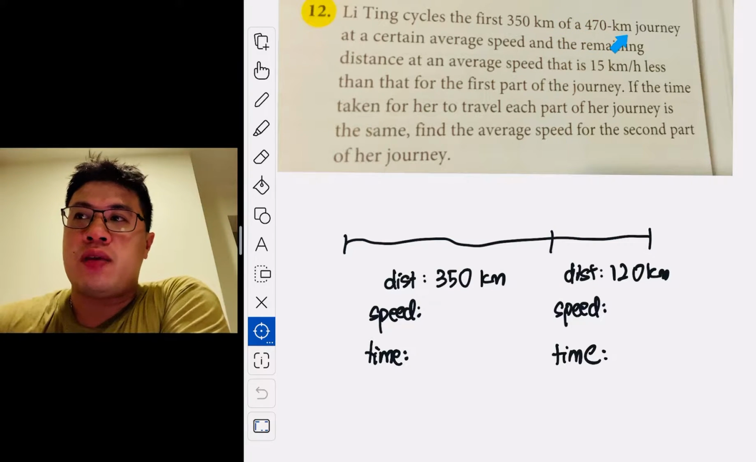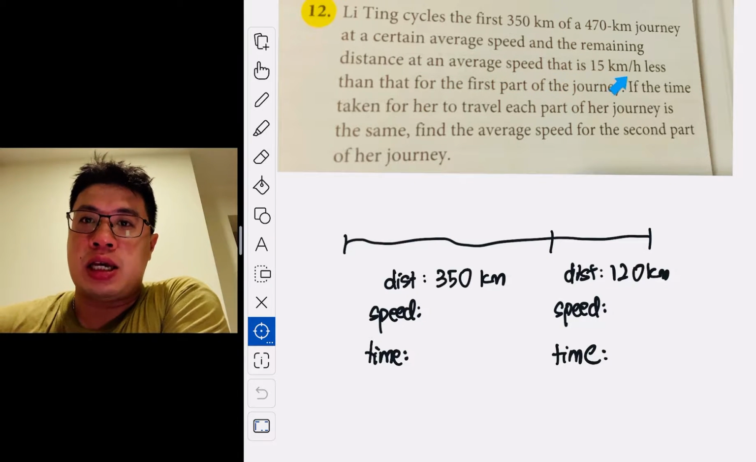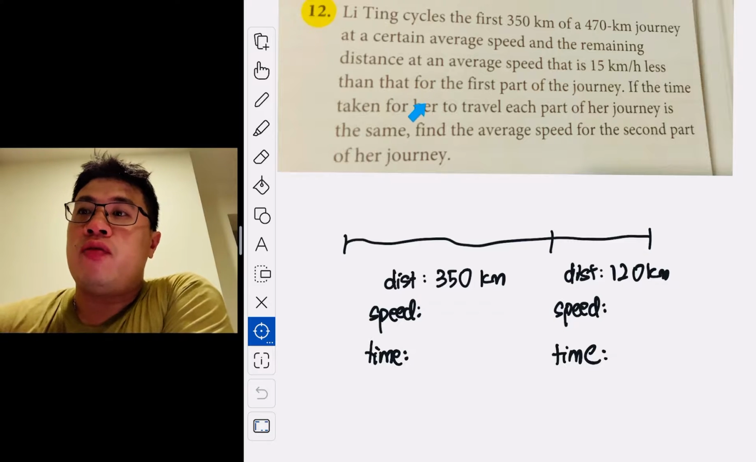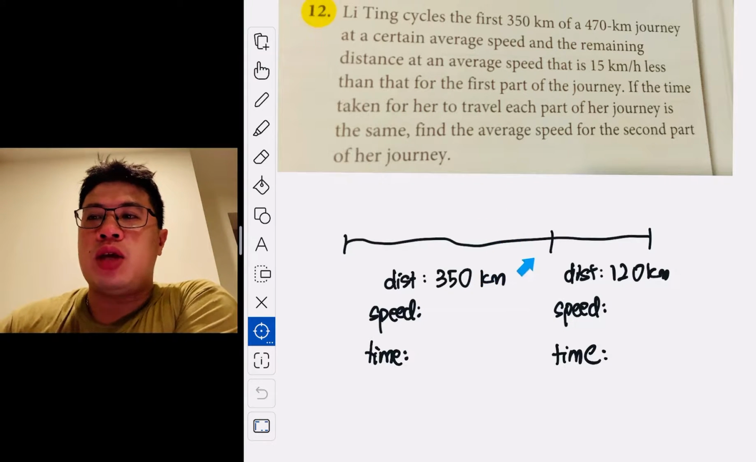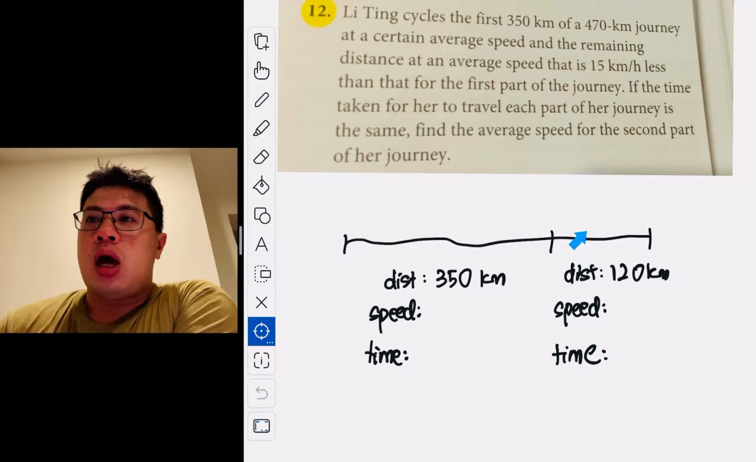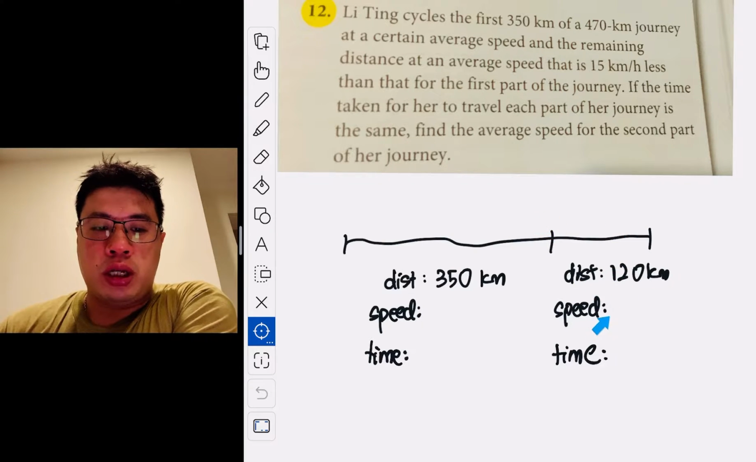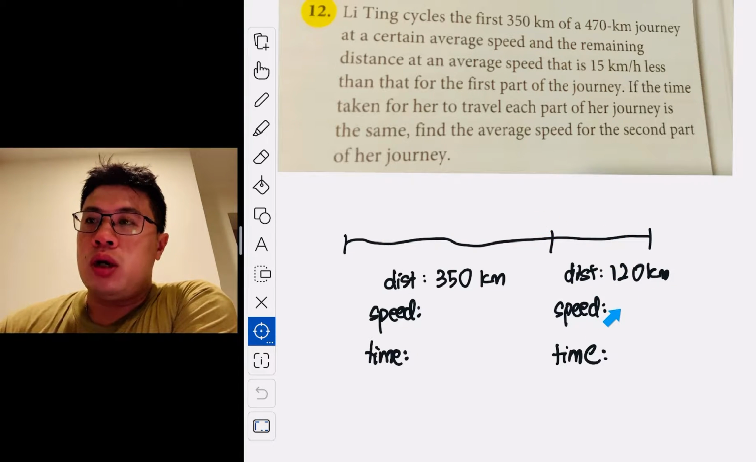...of a 470 kilometer journey at a certain speed, and the remaining distance at a speed that is 15 kilometers less. So the time taken for her to travel each part of the journey, you can see that here the total is 470 kilometers. The first 350, the time taken, and the last 120, the time taken, basically the two timings are the same. So how do I find the average speed for the second part of the journey? Here the question is to find the speed.